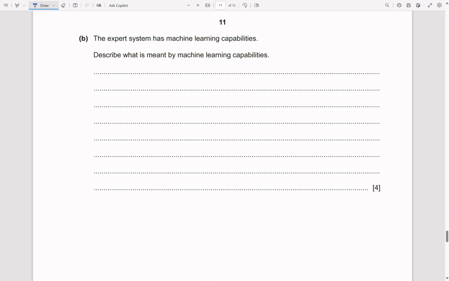Right, the expert system has machine learning capabilities. What is meant by machine learning? So again, I'm just going to bullet point, but in the exam, write full sentences. I think one they usually accept is, it's a system that learns. I think saying system is okay. A system that learns. So we say performance improves over time, or improves or becomes more accurate.